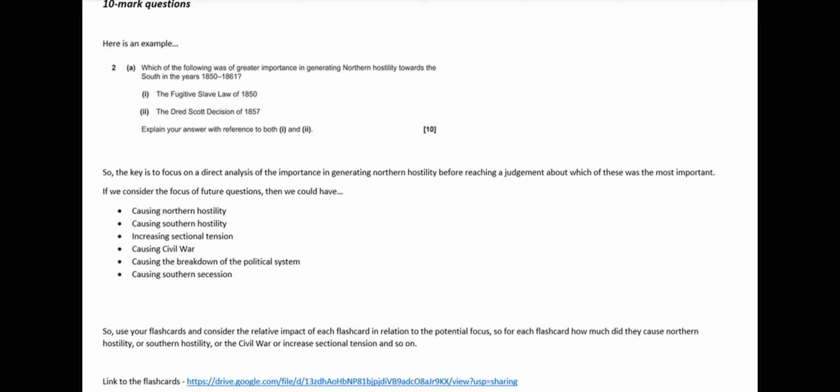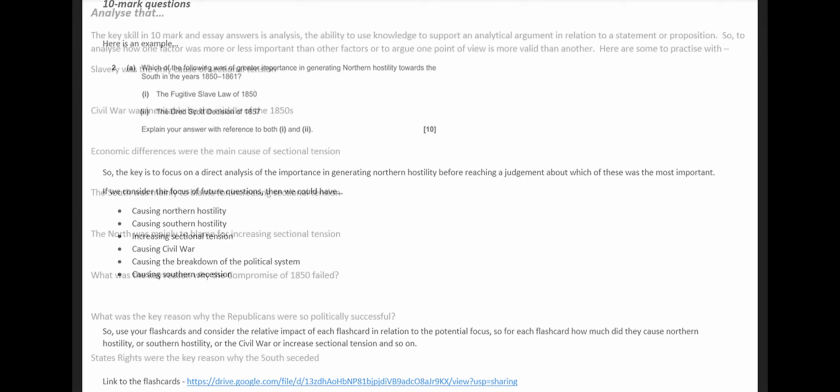In this case, it's analyzing the relative significance of different events or factors in relation to a specific focus in the question. So that would be the next stage of your revision process. Once you're comfortable with the material and you've learned your notes, start to then think about how you might apply that to a 10-mark answer.